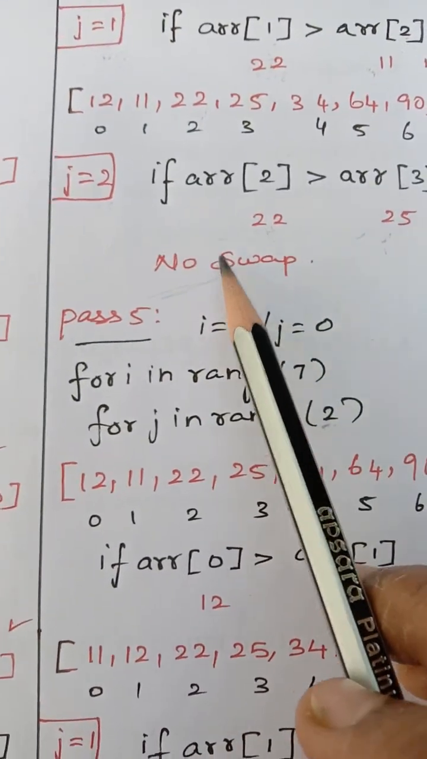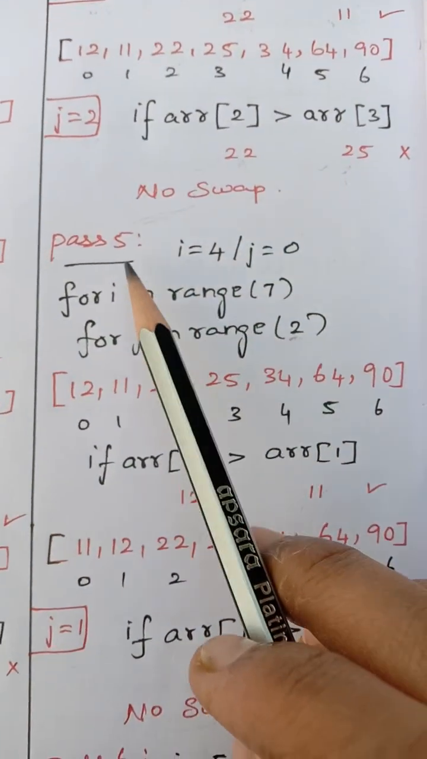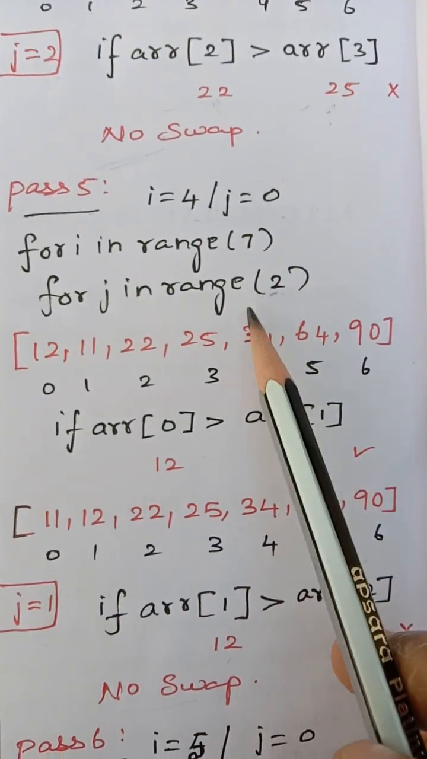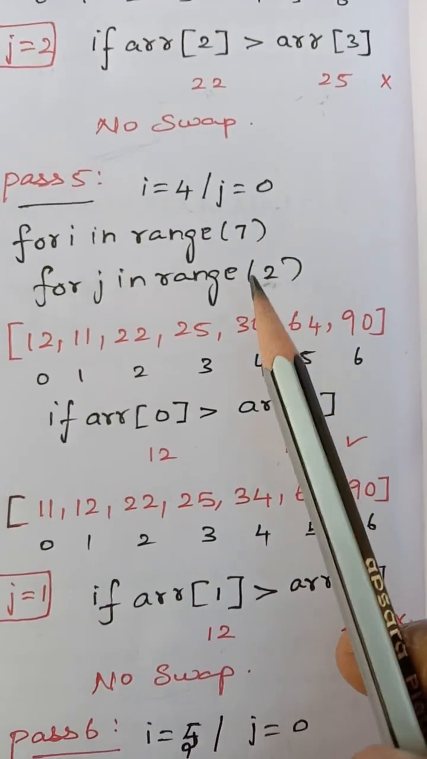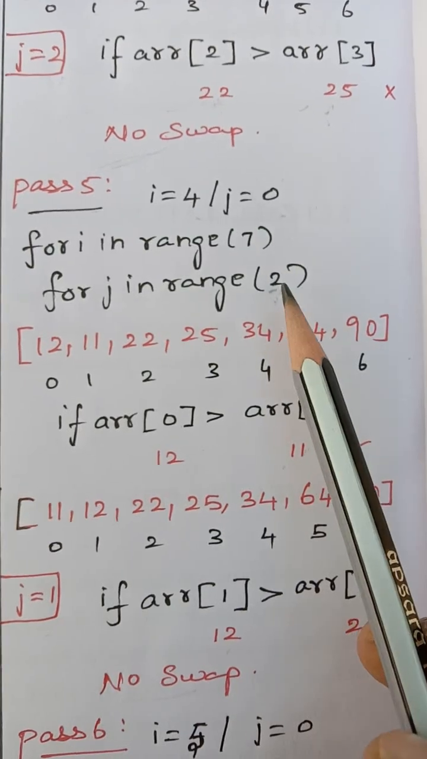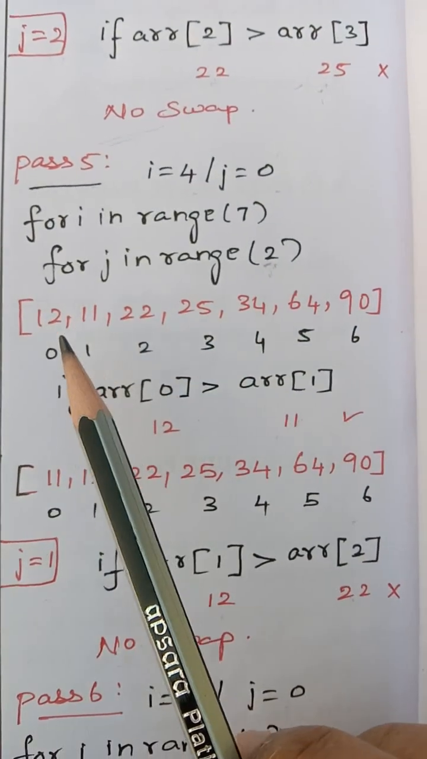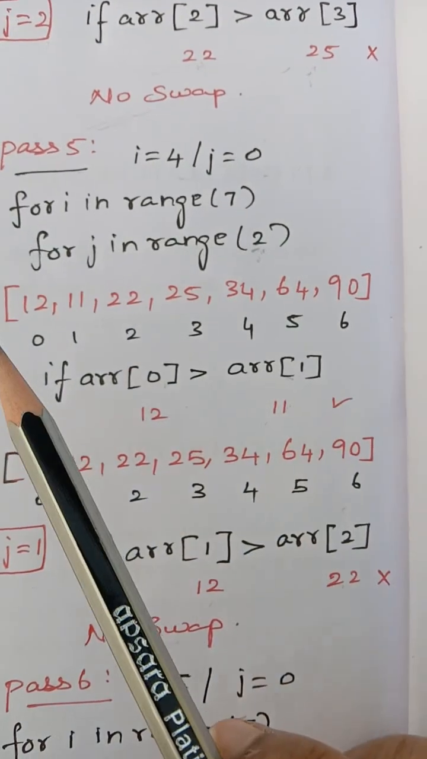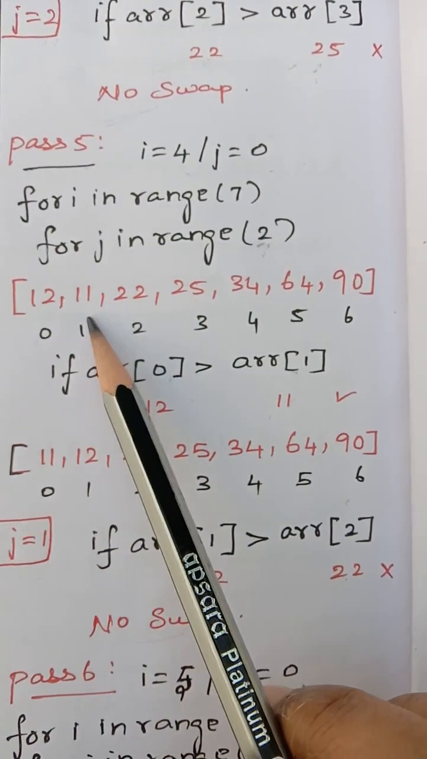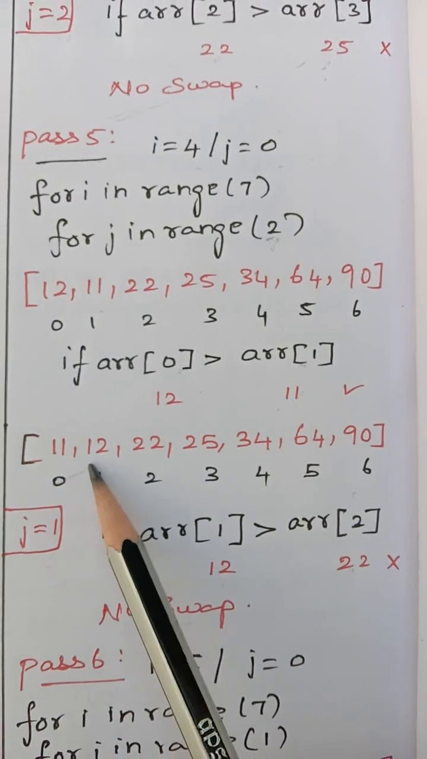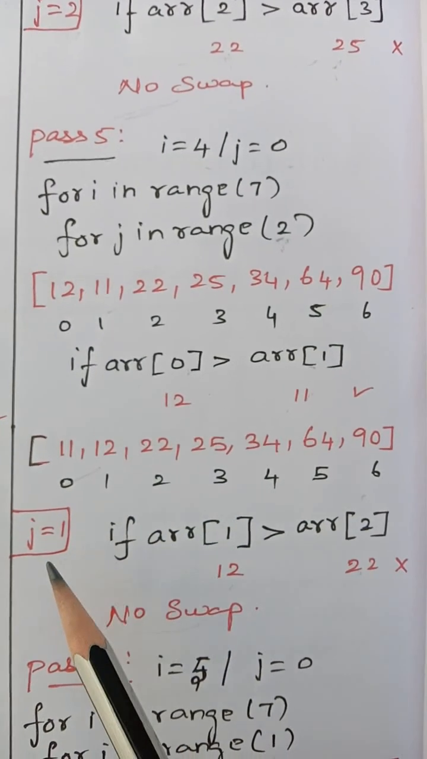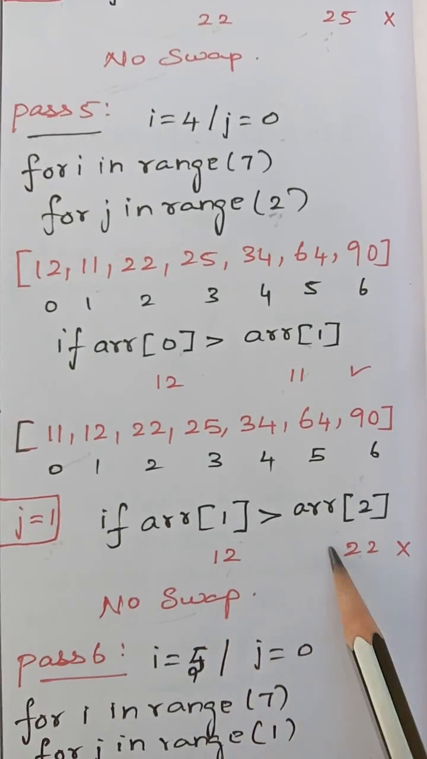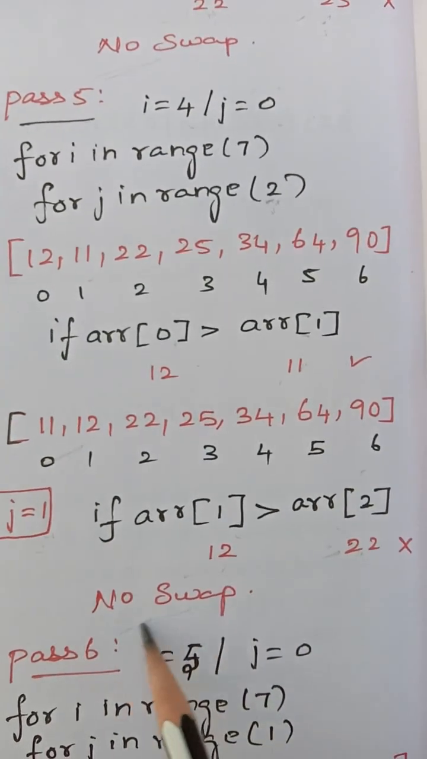Pass 4 is over. Now this is pass 5. The i value is 4 and j is 0 at the start and the j range is 2, so it runs till 1. Let's see. We have arr[0] greater than arr[1]. 12 greater than 11. The condition is satisfied, so swapping occurs. Then next we have j equal to 1. Here the condition is not satisfied. 12 is not greater than 22, so no swapping occurs.